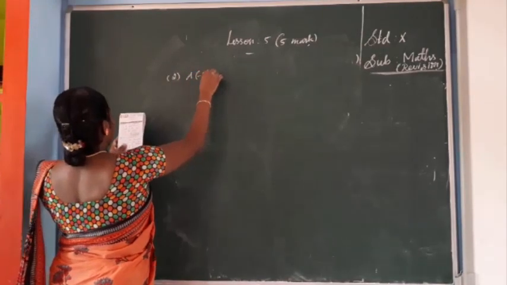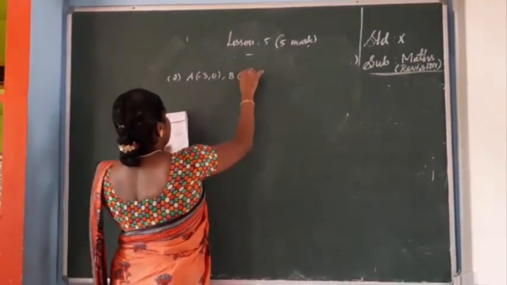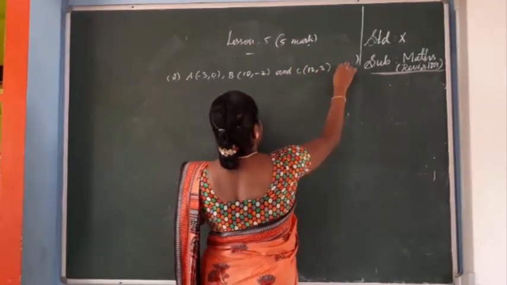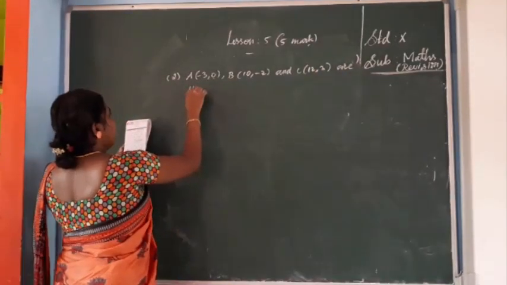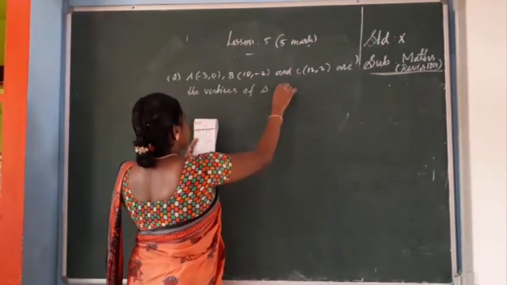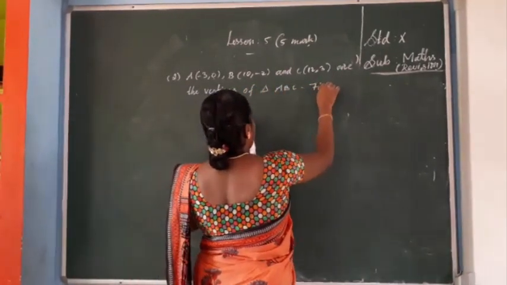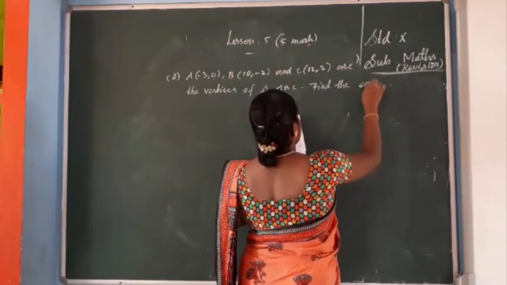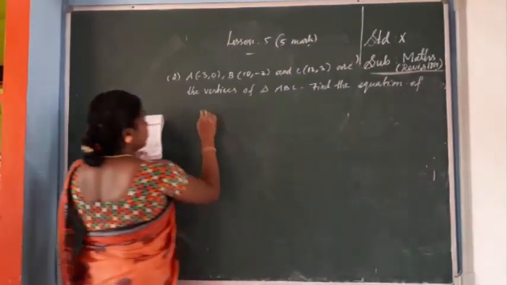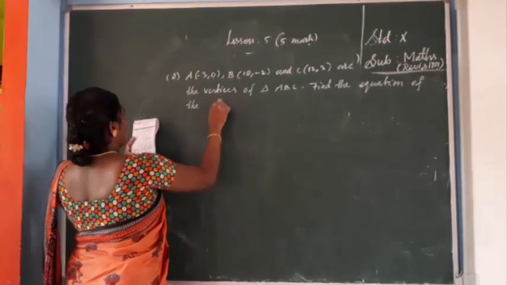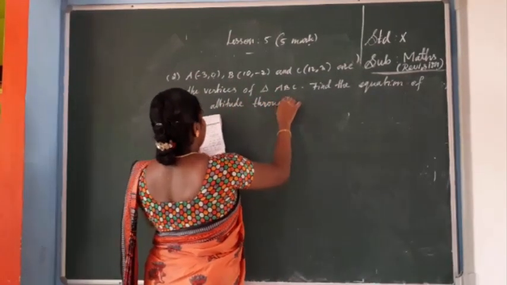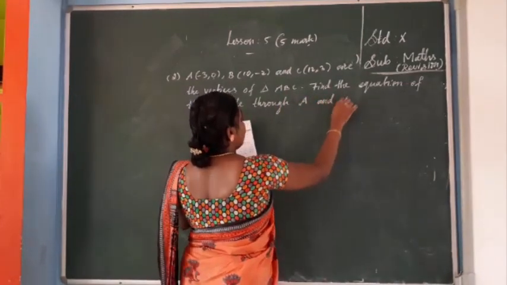A minus 3 comma 0, B 10 comma minus 2 and C 12 comma 3 are the vertices of triangle ABC. Find the equation of the altitude through A and B. Through A and B. Okay.